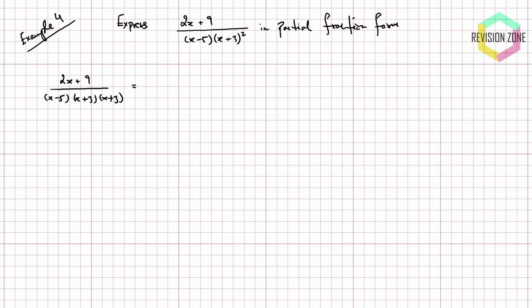two separate things, to be able to say a over x minus 5 plus b over x plus 3 plus c over x plus 3. But actually, this turns out not to be a good way of doing this, and the reason for it should be pretty clear immediately, because there is a common denominator here. So the minute you write it in this form, it's exactly the same algebraically as writing it in this form.